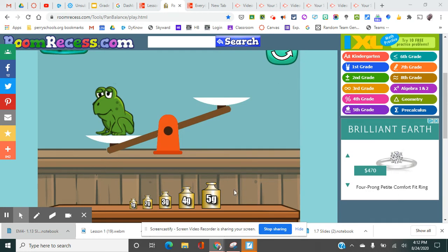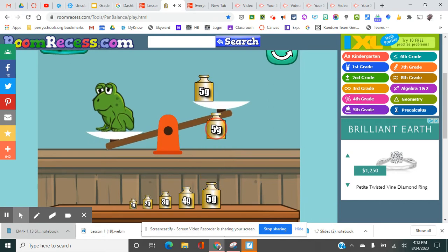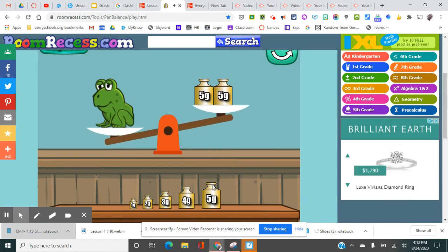So I've taken a little froggy and I have put them on this object here. Do you remember what this object is called? It is called a pan balance. A pan balance. It has two pans and it's used to balance things. So we could add, let's see, add 5 grams. Oh, that's going to help. I think he might kind of weigh a lot.